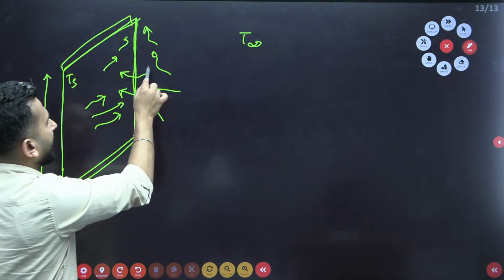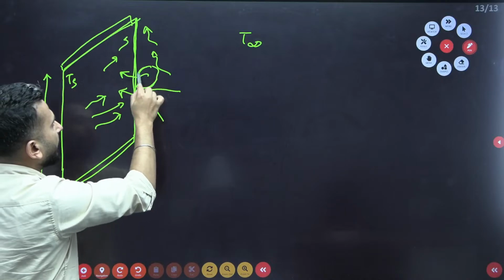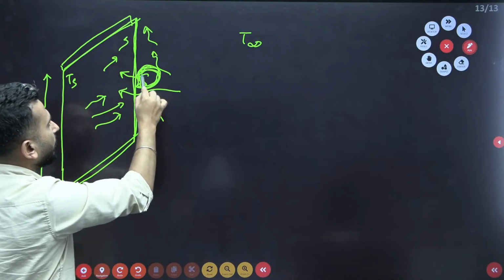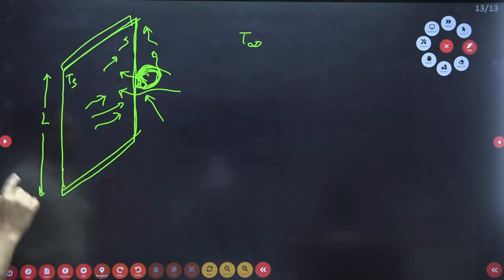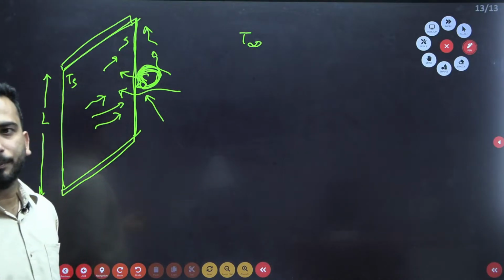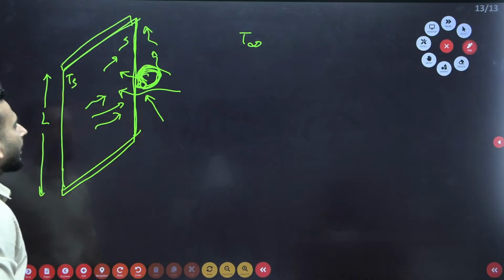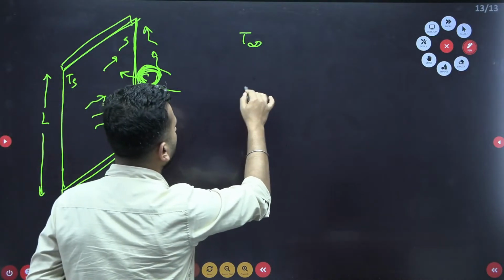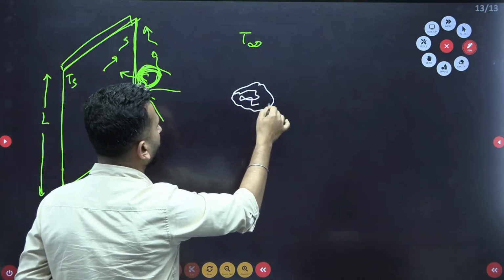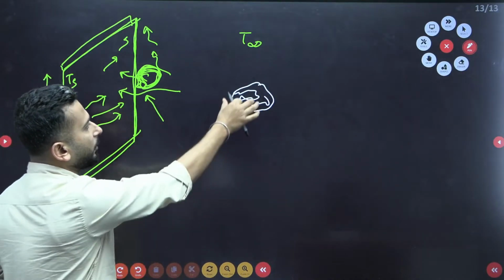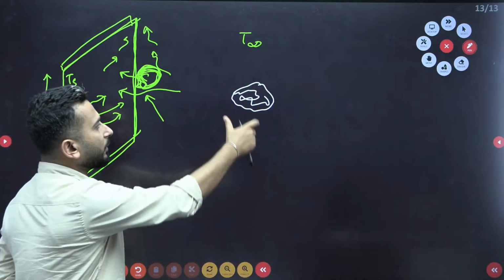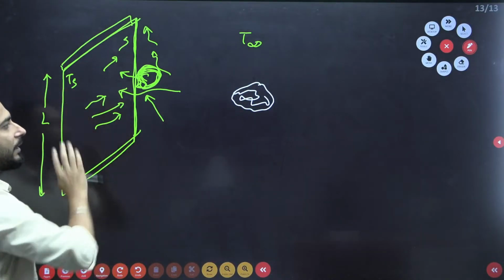So suppose that near to the plate, here is one fluid element that we are trying to analyze. Can you tell me what are the forces acting on this particular fluid element which is near to the plate?